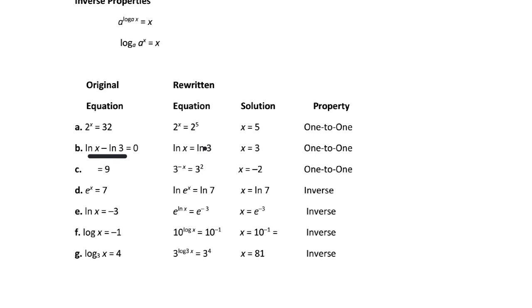C, somehow we forgot the first part of this. I don't know what happened to that. Must have got deleted out of there somehow. That's probably 3 to the negative x. I'm not going to write that in there. And we know that 9 is 3 squared, so you get negative x equals 2. So x equals negative 2 by dividing by negative 1.